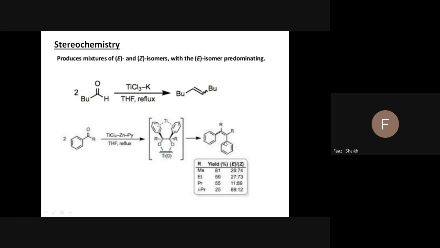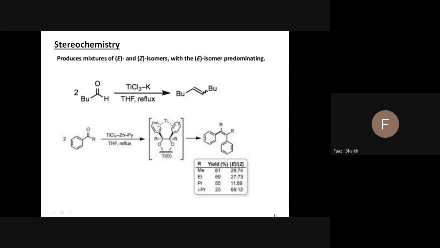Fine. Because methyl is a small group, Z is the major compound. The two phenyls will be on the same side. As the R size increases, say it becomes ethyl, automatically the Z ratio decreases. It goes from 74 to 73, but not very significantly.